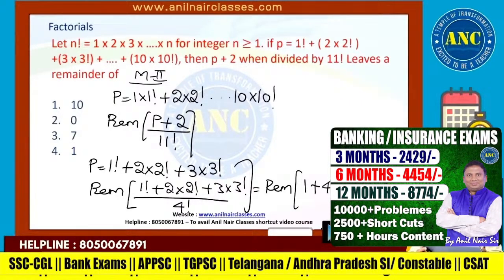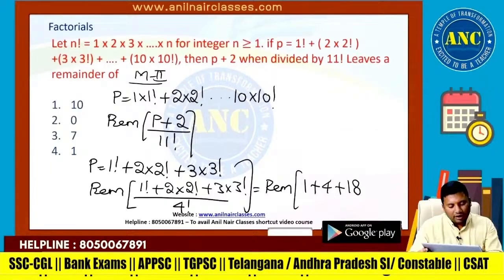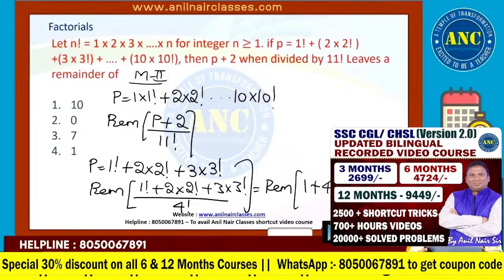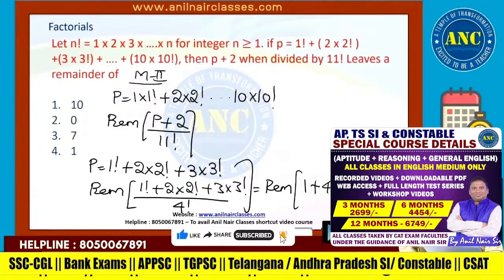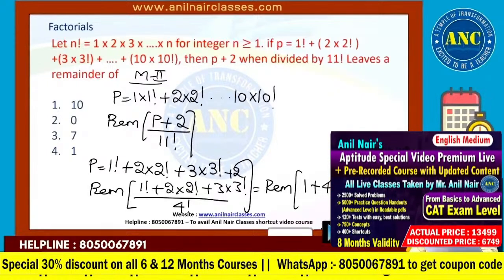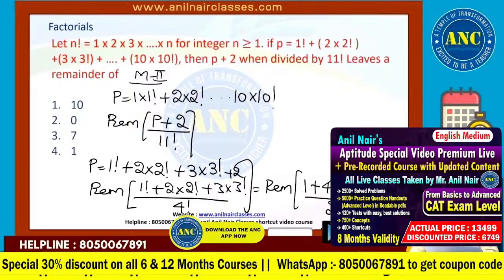1 into 1 factorial, 2 into 2 factorial, 3 into 3 factorial. But here it is plus 2. Remainder plus 2. So, here it is plus 2 divided by 24.